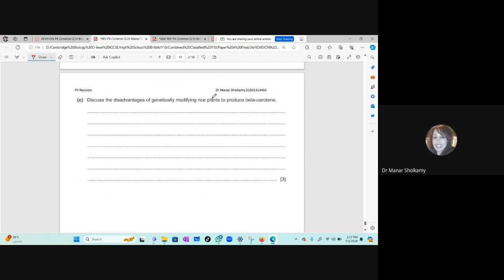Discuss the advantages of genetically modified rice plants to produce beta carotene. Now, this is a good chance to exploit asexual reproduction. Here, what are the disadvantages of genetically modifying rice plants? Now, here we are discussing the disadvantages of genetic modification in general. What are the disadvantages of genetic modification? Mutation. Can be expensive. Of course, these rice plants can be expensive. What else? Side effects. Of course, they have side effects that can be harmful to our health.